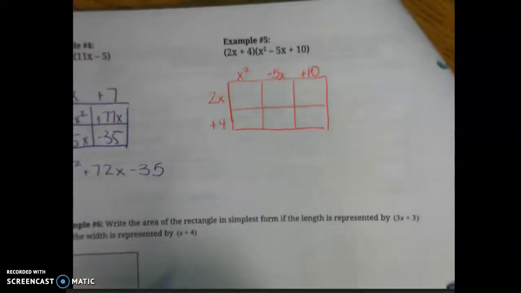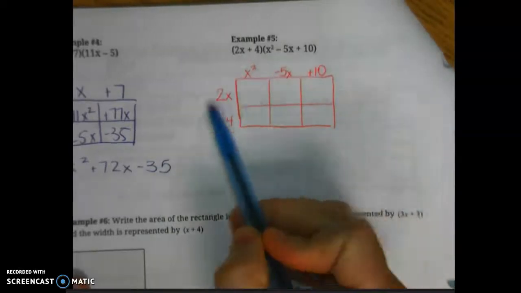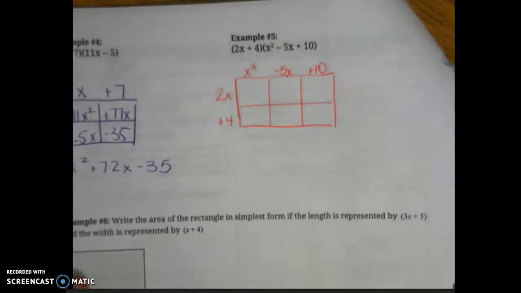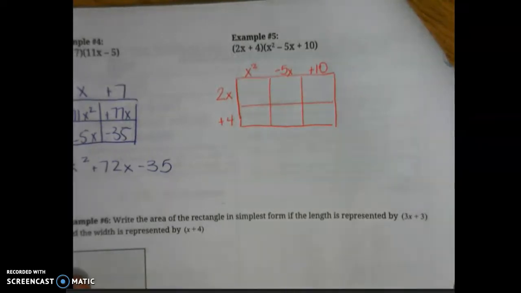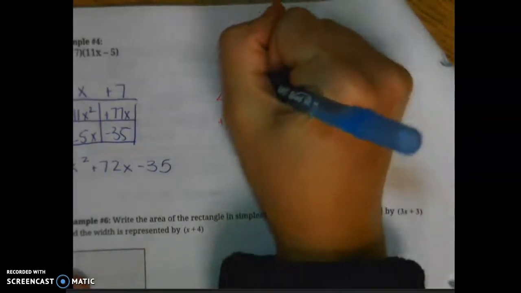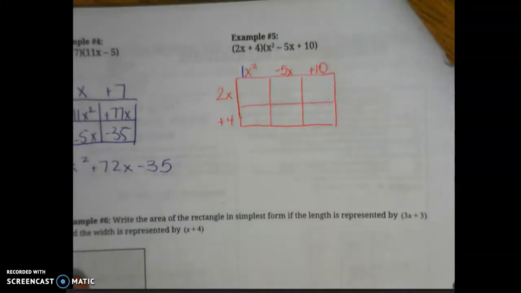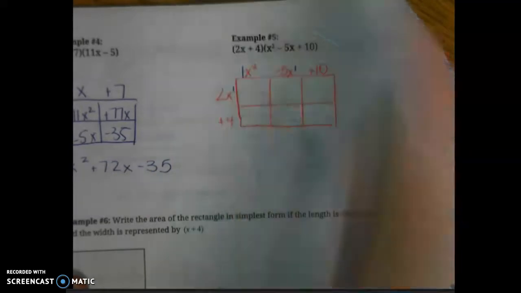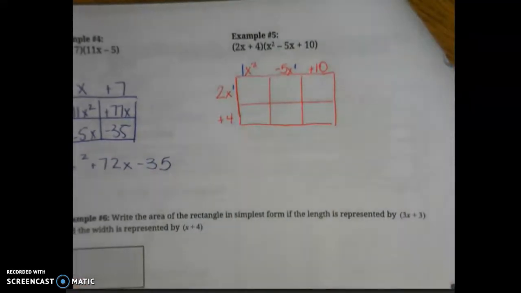So each box you still find the product by multiplying the term to the left and the term at the top. So before I start multiplying, I'm going to write in any invisible ones. Let's see, I have an invisible 1 here as a coefficient. I have an invisible 1 here as an exponent, and here. Okay, so let's go ahead and start multiplying.